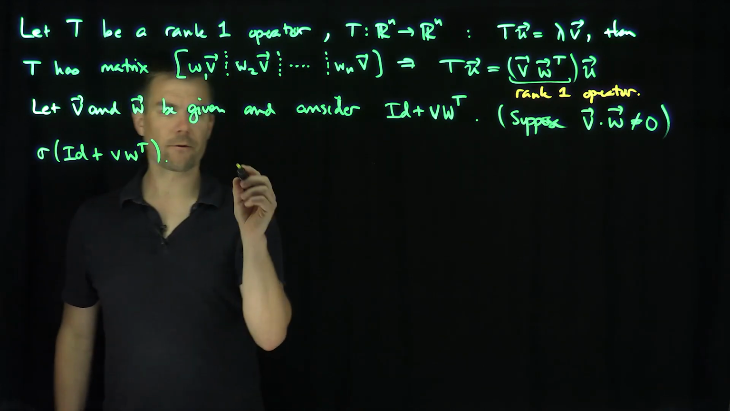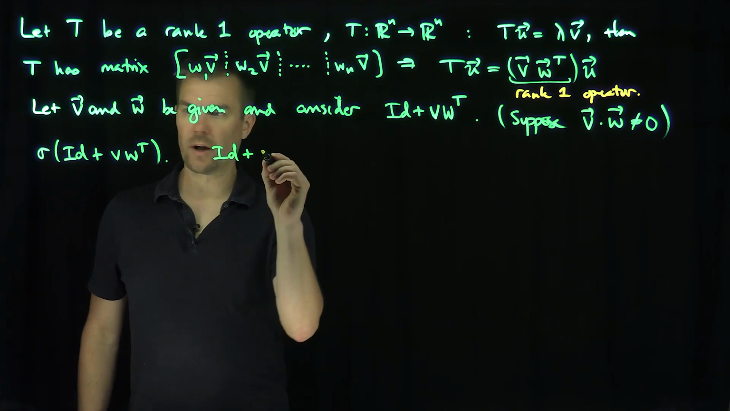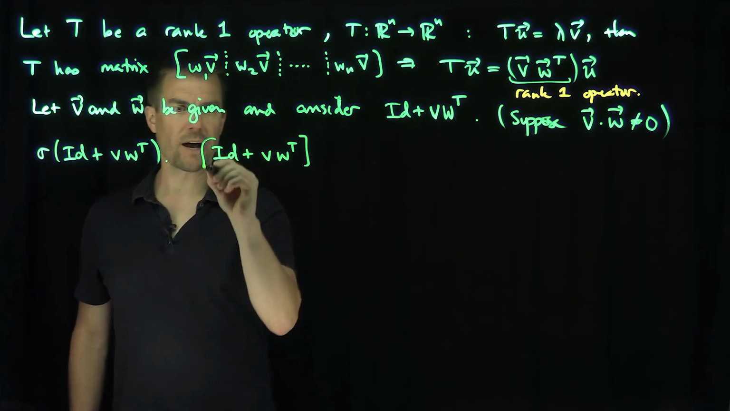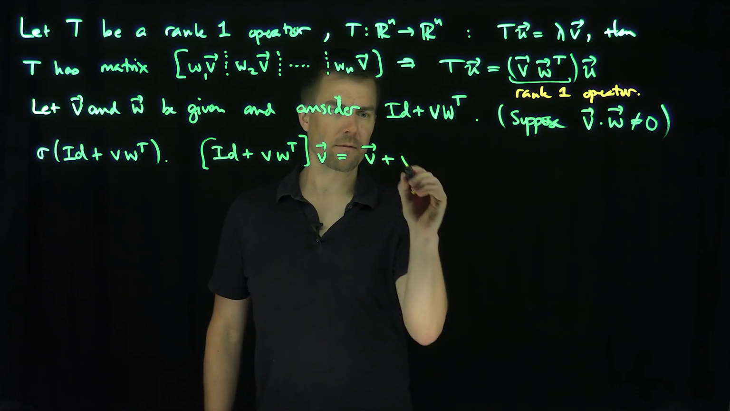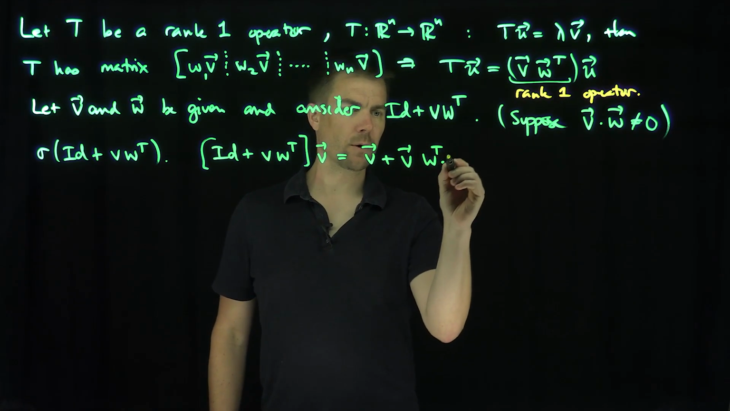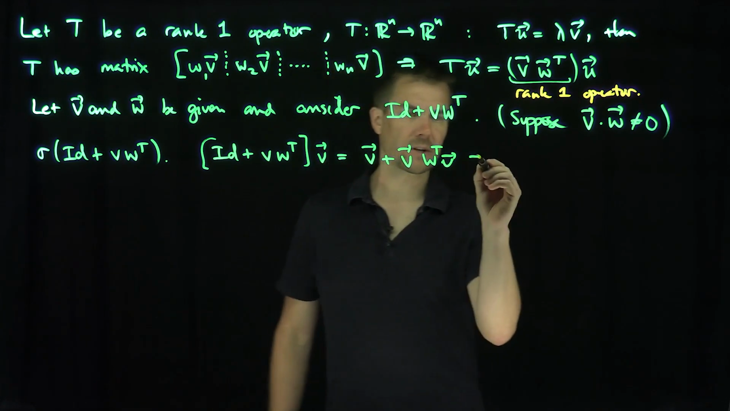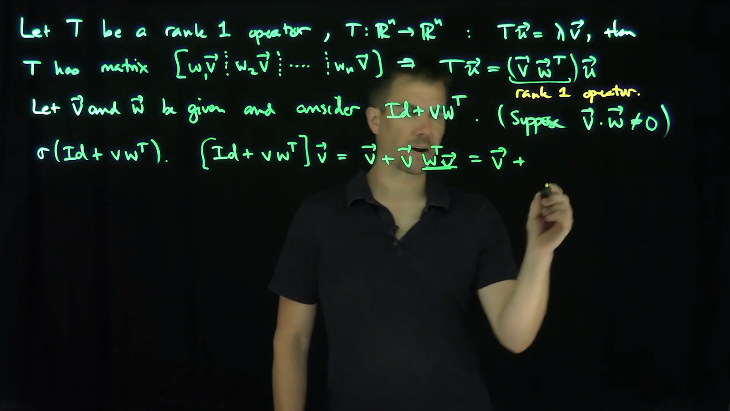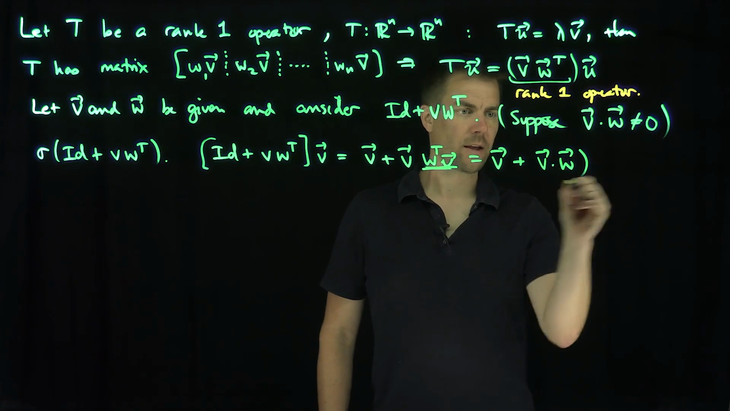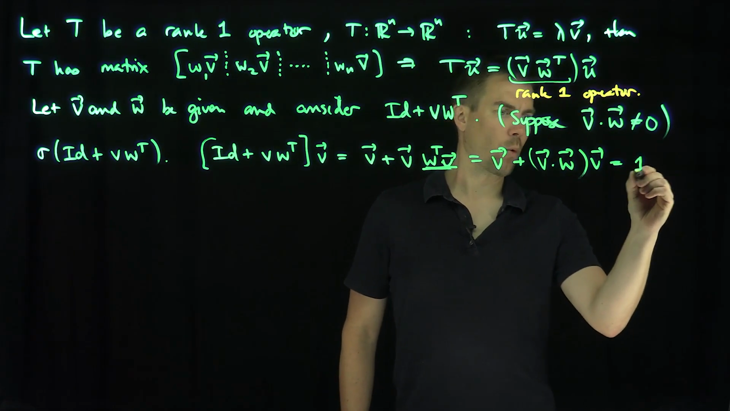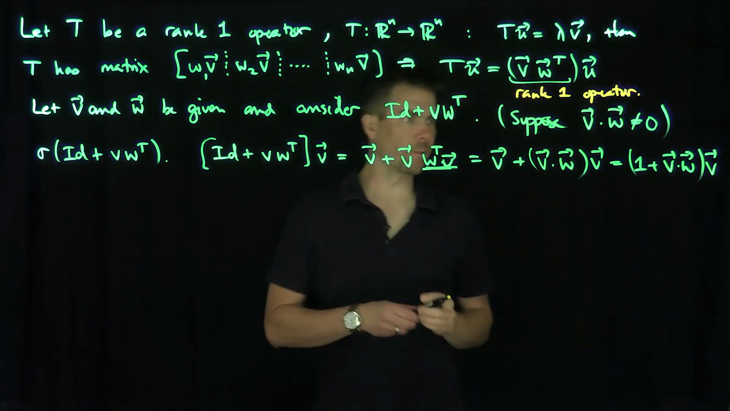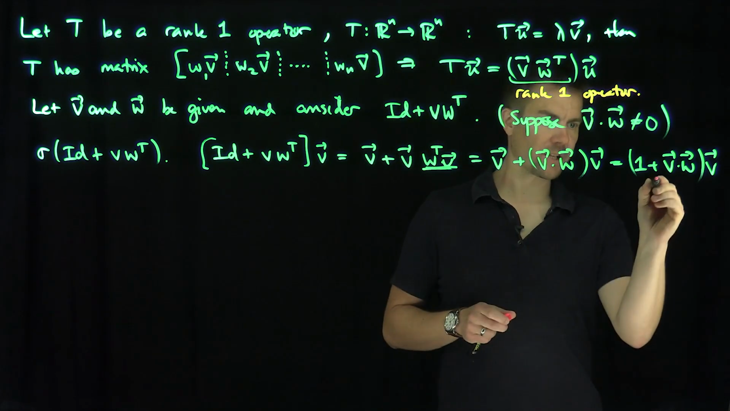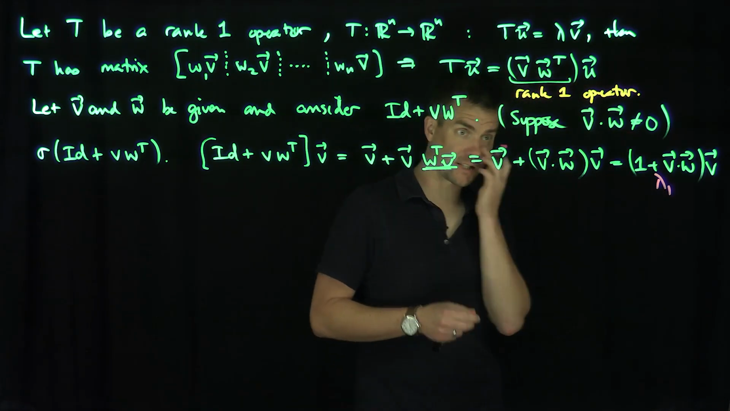Let's do so. First we're going to look at the identity plus v w transpose applied to the vector v. What this is going to be is just v, since identity of v is v, plus v times w transpose v. But this is exactly just v plus a dot product, so that's v dot w in the direction of v. So this is just 1 plus v dot w times v. So in other words, v is an eigenvector, and we're going to see it persist as an eigenvector even without this assumption. That's going to be my lambda 1.